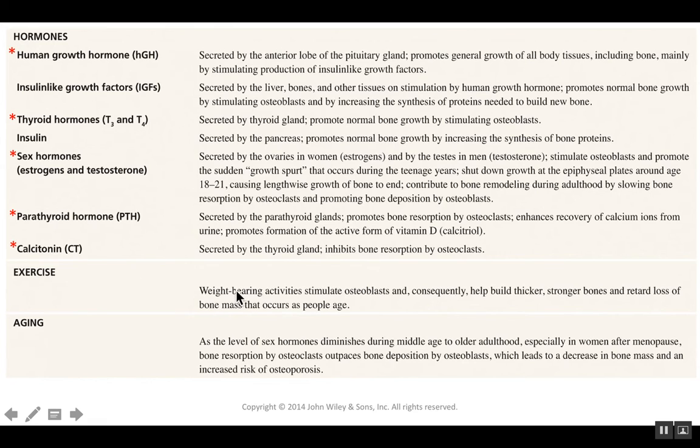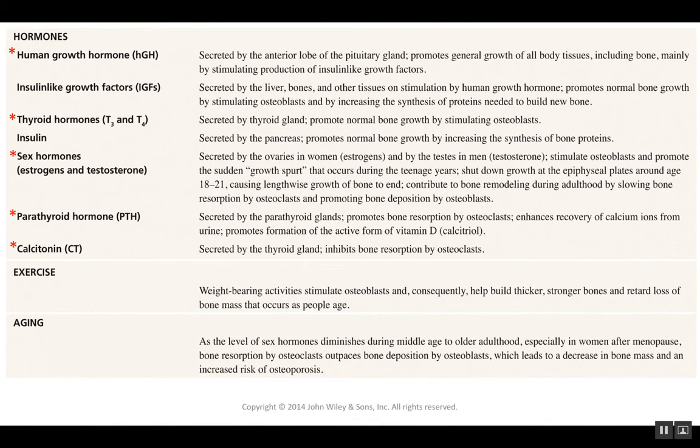Weight-bearing exercise stimulates osteoblasts. So basically, an osteoblast will realize it needs to produce more bone matrix because the bones are getting more use. So exercise is always going to help contribute to bone health. Aging, as we age, unfortunately, things tend to slow down. Bone tends to become weaker. So we need to try to not age, but that's a little bit tricky.